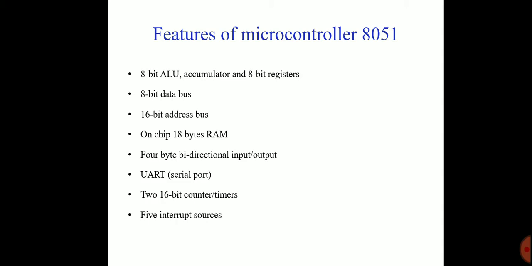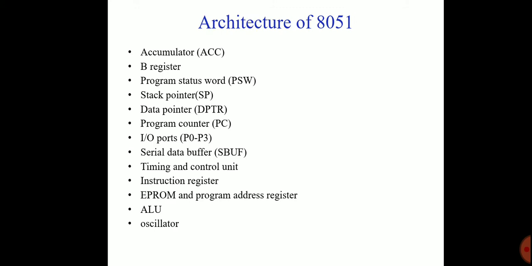Now we see the architecture of 8051. These are the important functional blocks of the 8051 architecture: accumulator, B register and program status word, stack pointer, data pointer, program counter, input and output ports, serial data buffer, timing and control unit, instruction register, EPROM and program address register, ALU, and finally the oscillator. Now we discuss them one by one in the 8051 microcontroller.